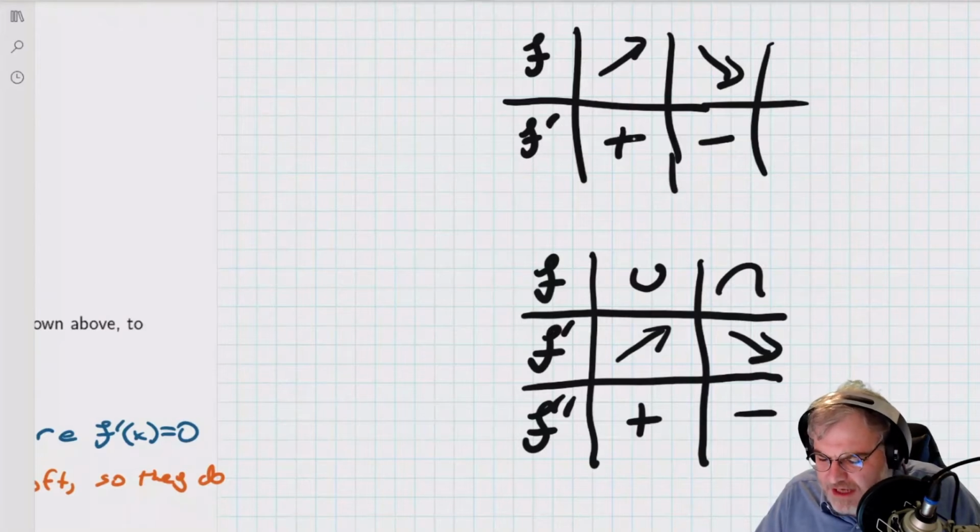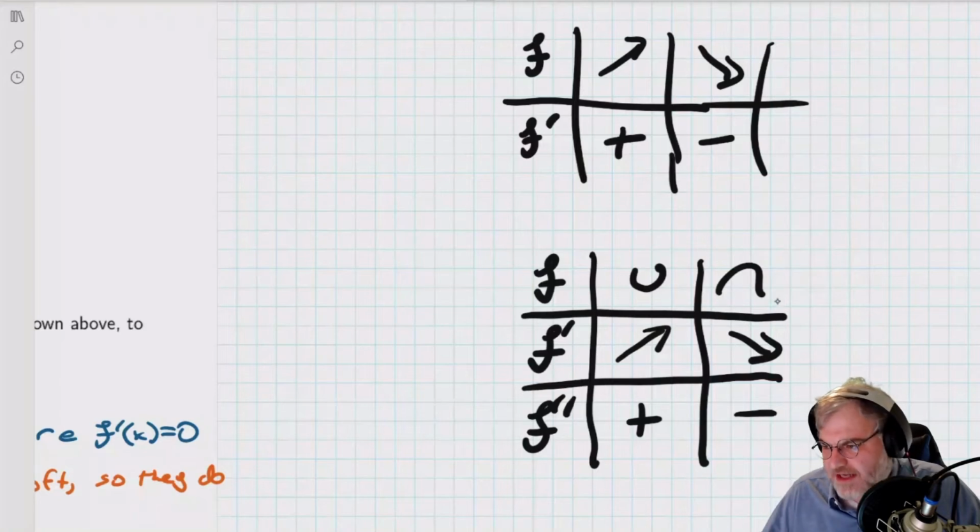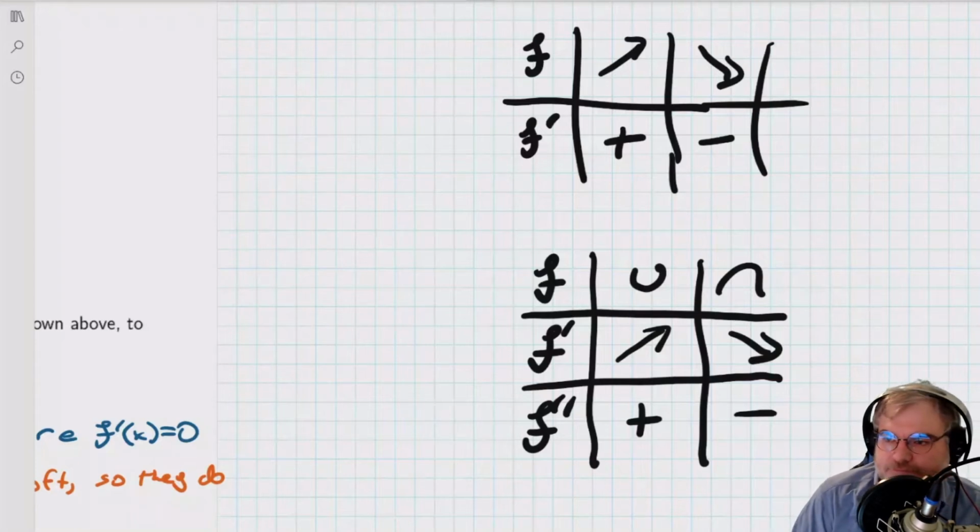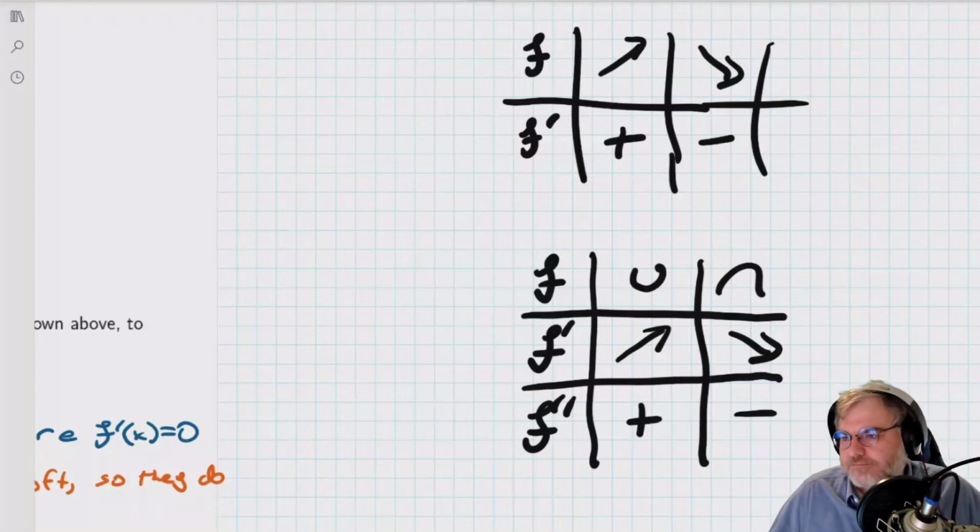If f prime is positive, that means f is increasing. And if f prime is negative, that means f is decreasing. Likewise, if f prime is increasing, that means f is concave up. And if f prime is decreasing, that means f is concave down. Okay, so 1 to 5, how do we feel about those big ideas? Okay.